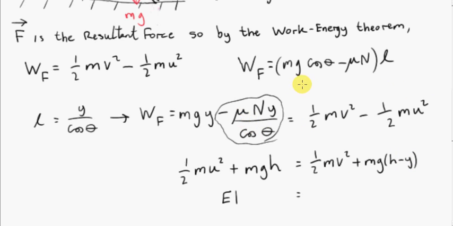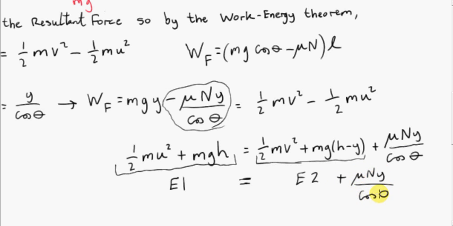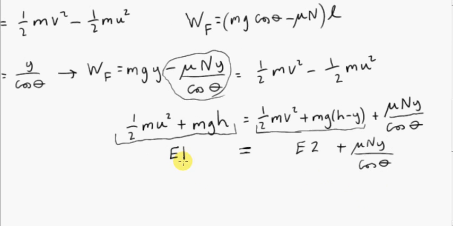I'll just shift this term over. Now we call this quantity here the total energy at point 1, the sum of the kinetic and potential energies at point 1, and we call this term here the total energy at point 2. But now we have this extra term. So clearly we can see that energy is not conserved. The sum of the kinetic and potential energies is not conserved. E1 is not equal to E2.